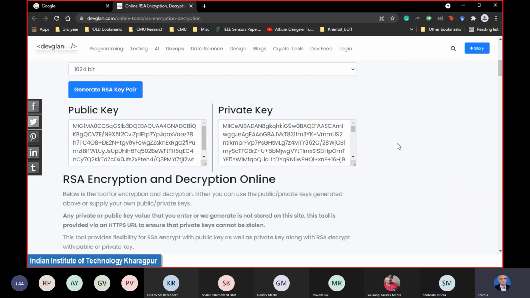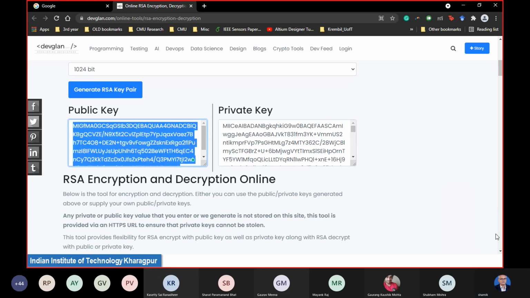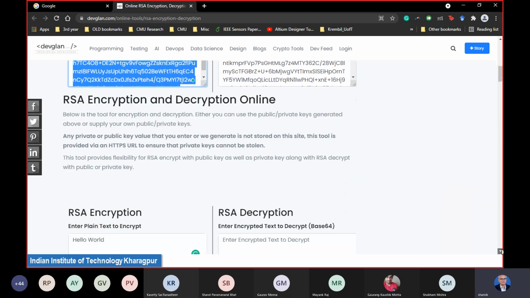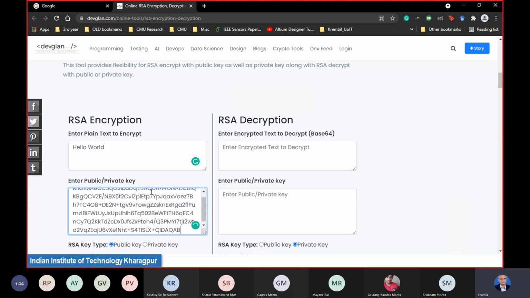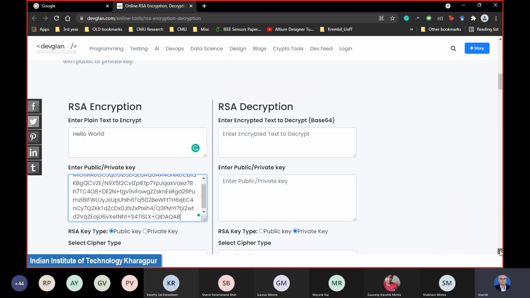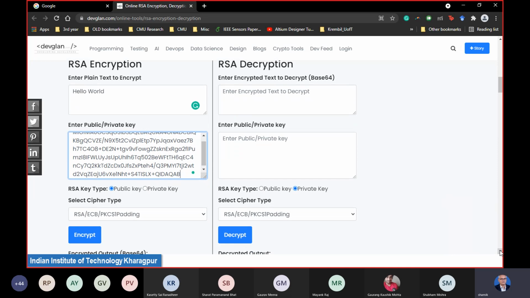That means that what I generated here, these are not mine. That is as if Mr. X has generated this, and Mr. X has made this public key available to the entire world. So I also know that the public key of Mr. X is this one. Now I want to send the message hello world to Mr. X. So I write hello world, and then I enter Mr. X's public key. Then we select that this is the public key, and I say encrypt.